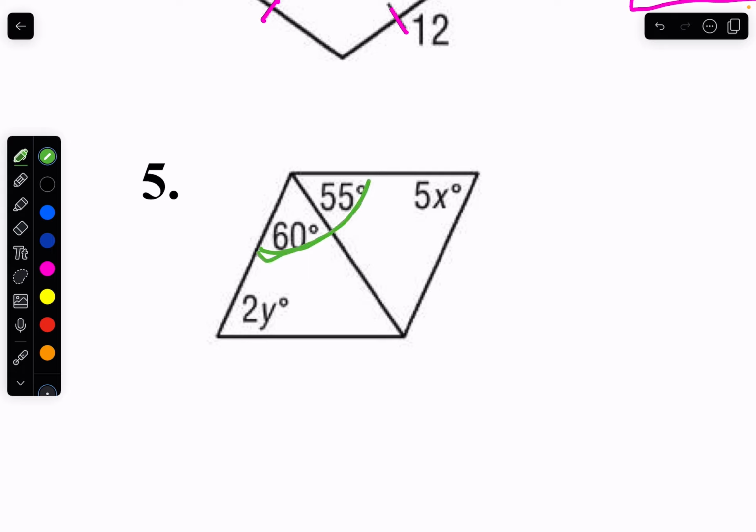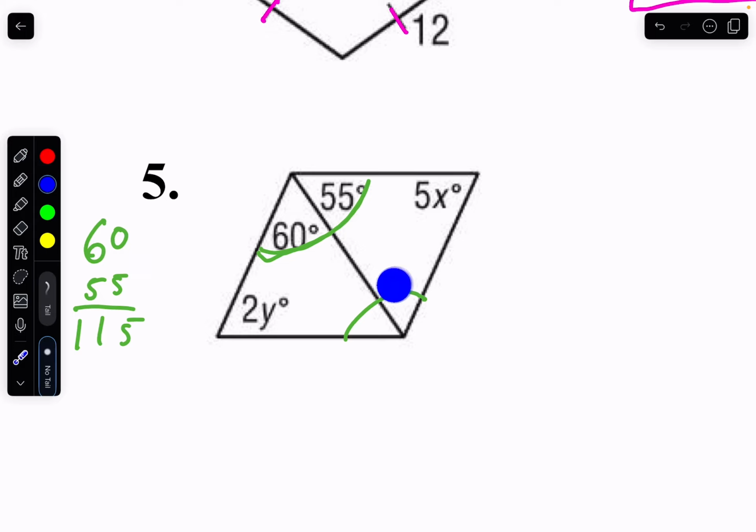Okay, so if I take 60 and I add 55, that will give me 115, and 11 degrees for green. So all this part as well has to be 115 degrees. But I know that if I take this angle and I add it to that other one, it needs to equal 180.